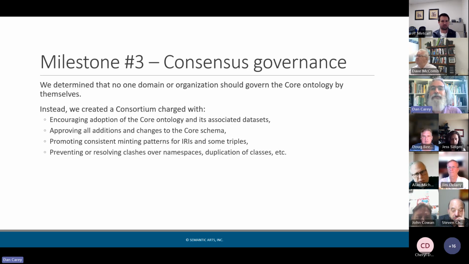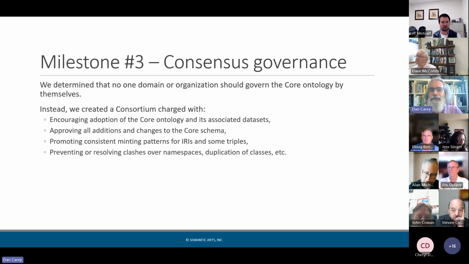That's the primary goal of the consortium: let's get everybody using the same sheet of music, and the data sets that are associated with it. And we'll come back to that bit in a little bit. Any changes or expansions to the core, that's the consortium's business. Nobody gets to go and do that on their own.